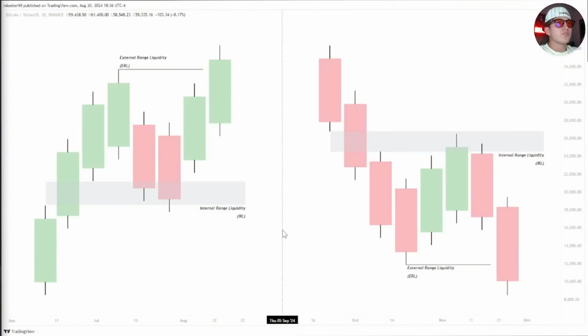Now, I want you to add this next concept into your trading arsenal, because in order for price to go from the internal to the external range liquidity, this next concept will validate that trend move to the external range target to continue its order flow.